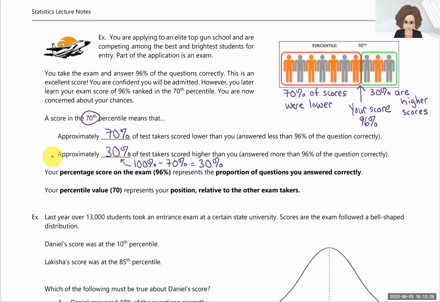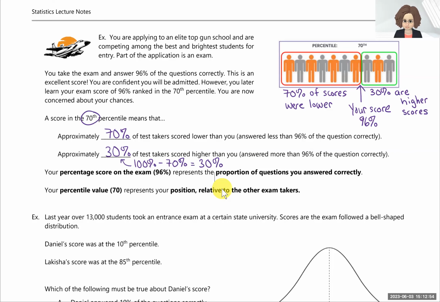because you're at the 70th percentile, leaves you with 30% of people that scored higher. All right, so the summary here is that your percentage score, that was the 96%, told you what proportion of questions you answered correctly. So 96 out of 100. So a lot of questions correct for sure, but your percentile value 70 is indicating not how many you got correct, but your position relative to the other exam takers.